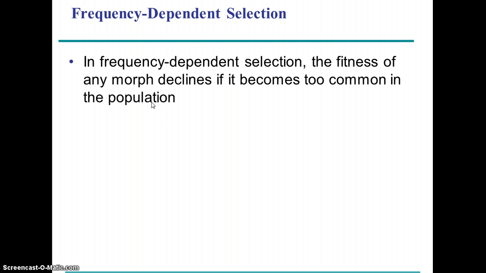Frequency-dependent selection. This can maintain genetic variation because, think about it, if a predator is looking for a certain prey, it'll go for the most common form, what is easiest to find, and so the least common genotypes and morphs can be maintained by not being preyed upon so much because they're not as common. So the more frequent you are, there tends to be a little more selection against you under that situation.